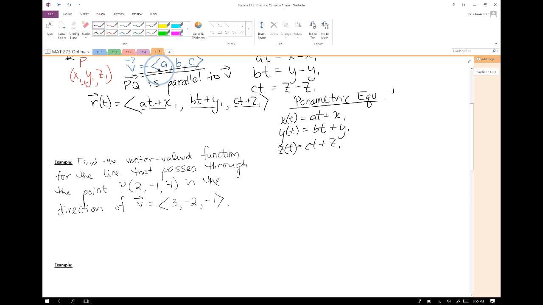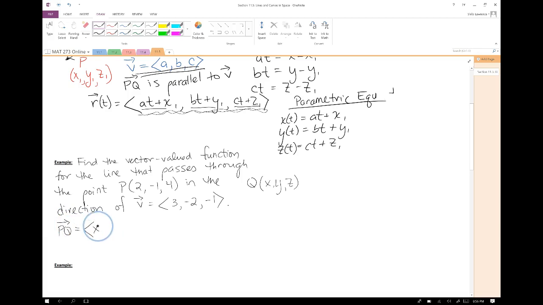We don't have to every single time work this out by creating a PQ and then setting up a ratio with V. We could just jump straight to the formula. But just to help you get a handle on that formula, I'm still going to work it out with the ratios. So we just pick a generic point Q, which we're going to force to be on the line. We're going to create vector PQ.